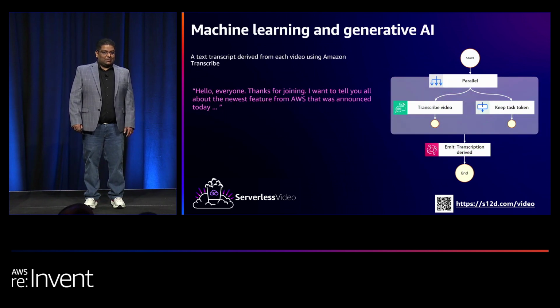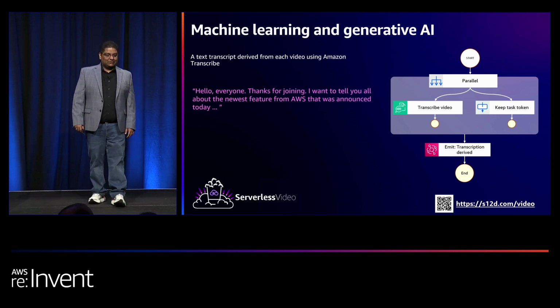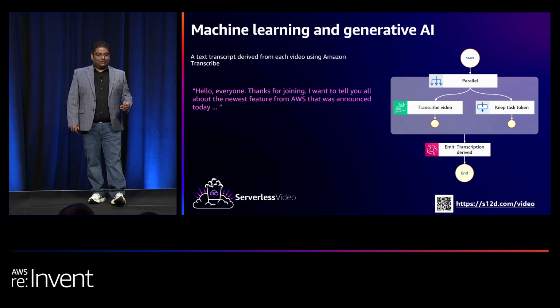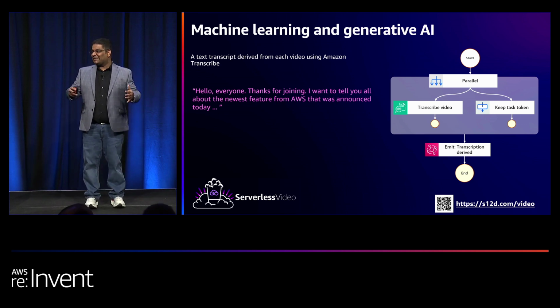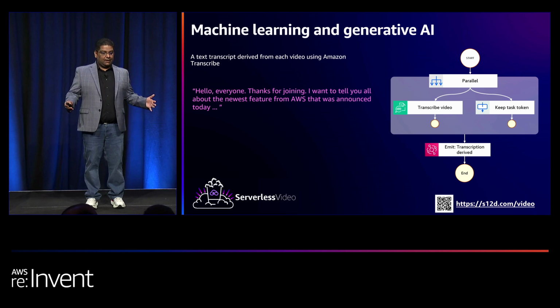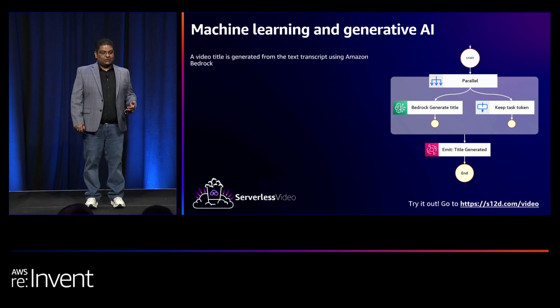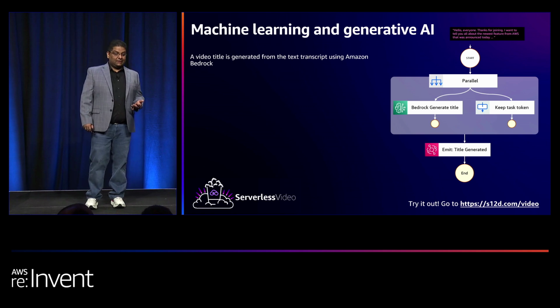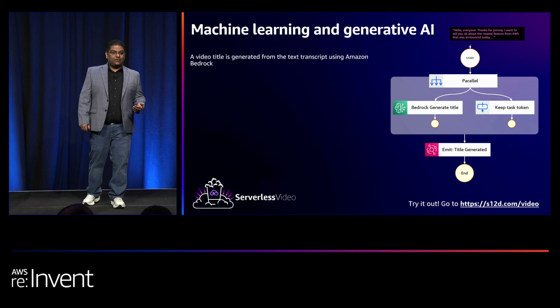Now let's talk about the generative AI part. How did we use generative AI? So first, we transcribe the video once we get it, and once we transcribe the video, we get a text of the entire video. And once we get the text, we emit an event back that the transcription has been done. Now the next step can start. In this case, we provide that transcribed text to a state machine, and then that text goes to Bedrock.